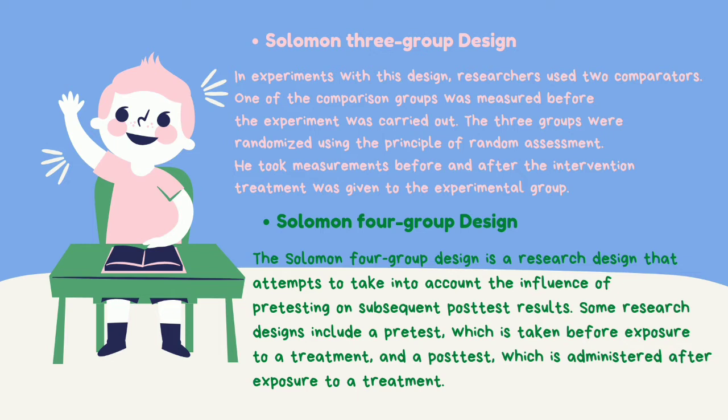And then, what is the Solomon 4 group design? The Solomon 4 group design is a research design that attempts to take into account the influence of pretesting on subsequent post-test results. Some research designs include a pretest, which is taken before exposure to a treatment, and a post-test, which is administered after exposure to a treatment.